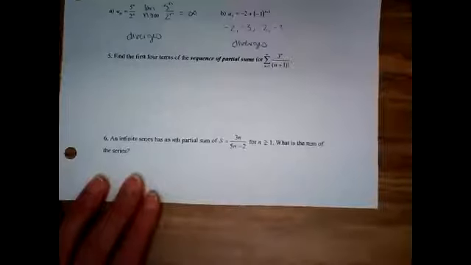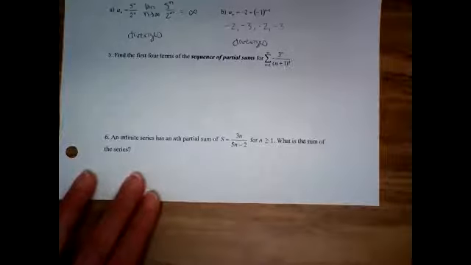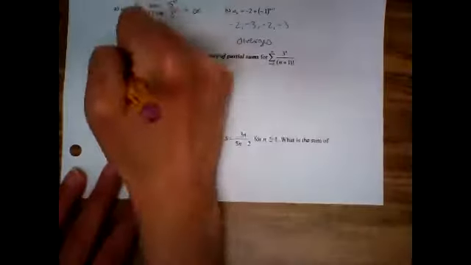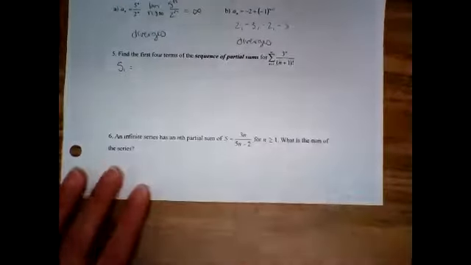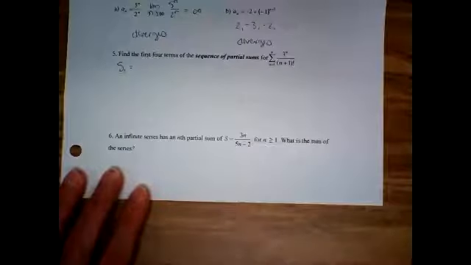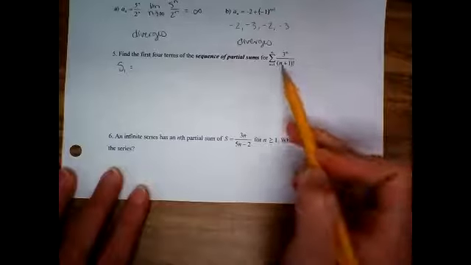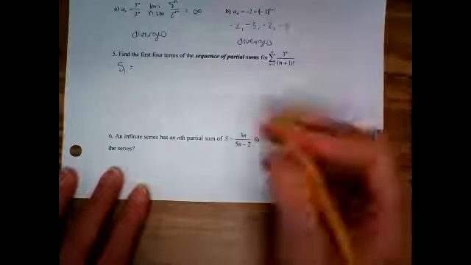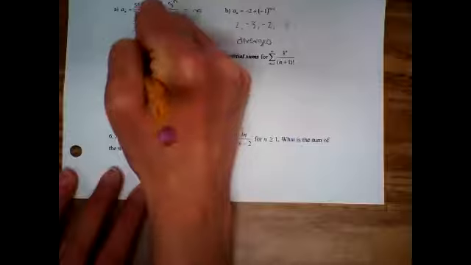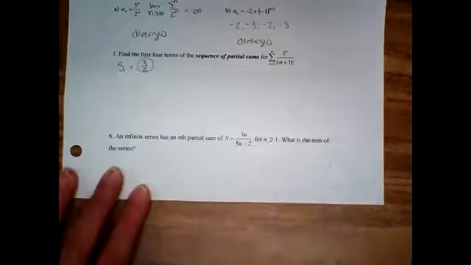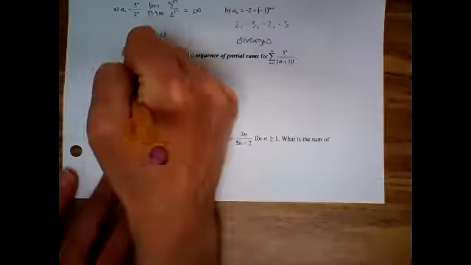All right, find the first 4 terms of the sequence of partial sums for this series. The sum of the first term is just going to be the first term. So we're just going to plug in 1. 3 to the first would be 3, 1 plus 1 would be 2, and 2 factorial is 2, so 3 halves. You're summing up the first term, so it literally just is the first term.